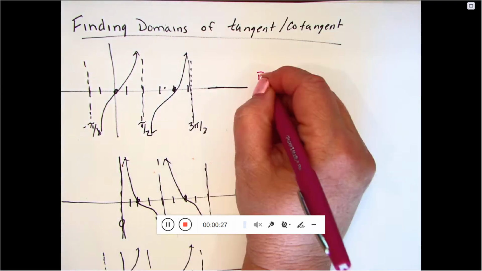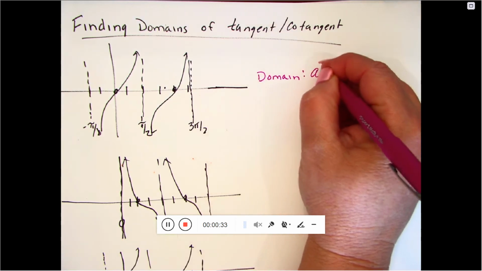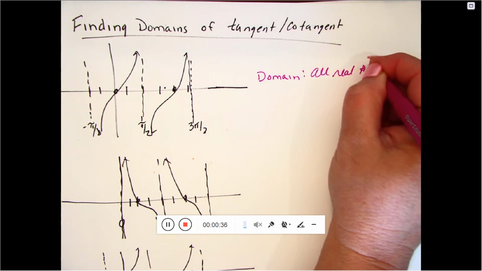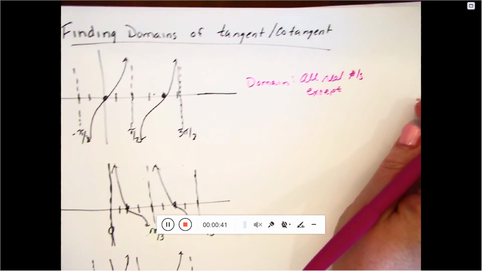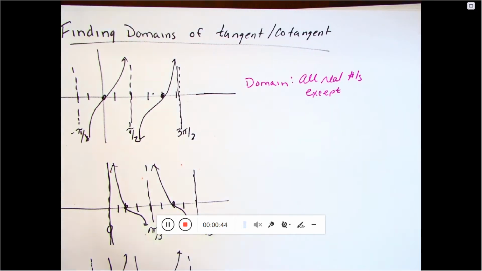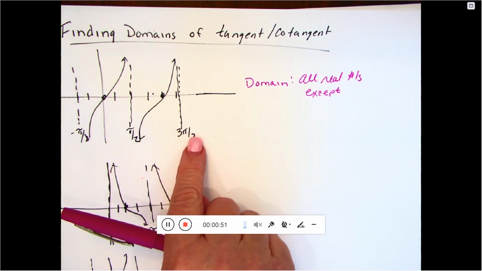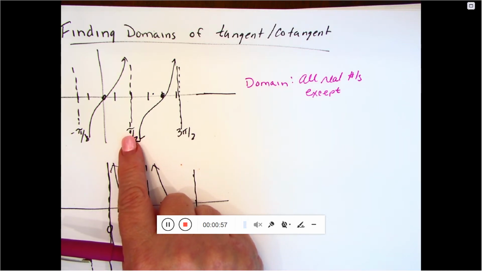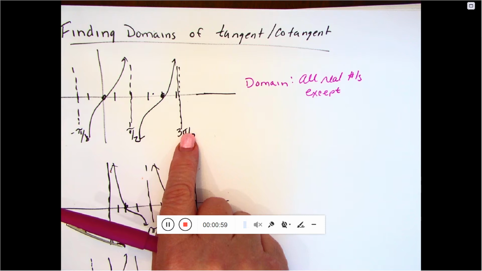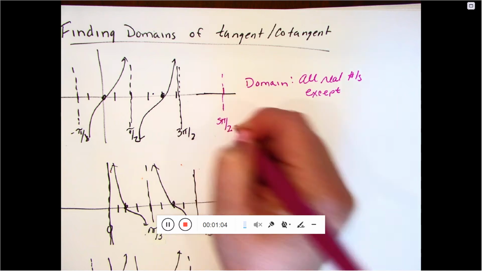So if I'm asked for the domain of this function, the domain is all real numbers, except every place you have an asymptote. So you have to analyze where your asymptotes are. Do you notice how my asymptotes are at negative pi over 2, pi over 2, 3 pi over 2? That pattern is going to continue, and the next one, if we were to graph it, would be at 5 pi over 2.